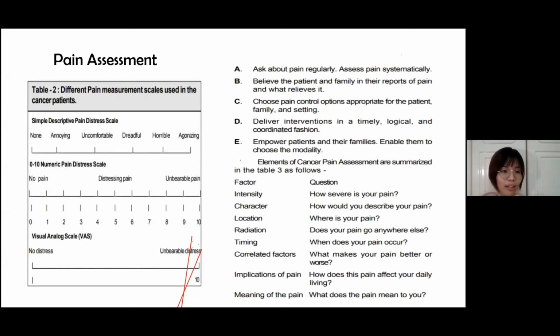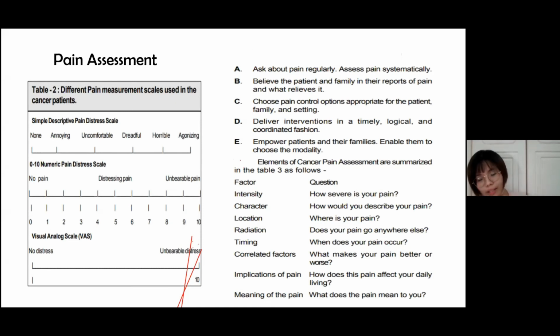So what is the pain assessment? As I say, you can do another one, the simple description pain distress scale, or numerical or visual analog scale. So ask them, what is the intensity? How severe is the pain? How would you describe the pain, so that we can know whether it is muscle pain or cancer pain? So where is the pain?